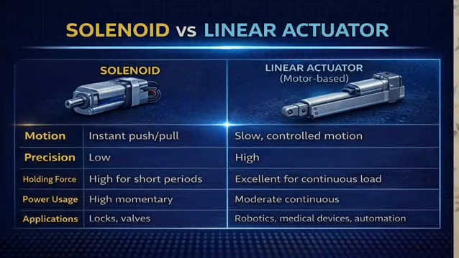Next, to understand the difference between solenoids and linear actuators, by function and by application, we can explore. The first parameter is motion. Motion is instant and push-pull for a solenoid valve, whereas for linear actuators it is slow and controlled motion. Precision wise, solenoid valve is rated low, whereas linear actuators are rated high.